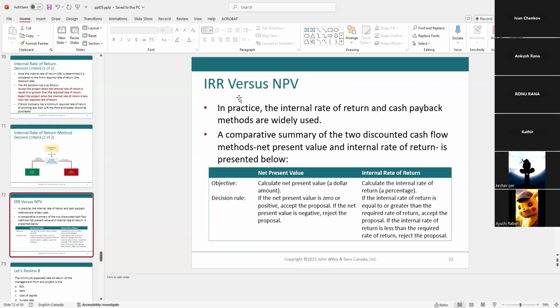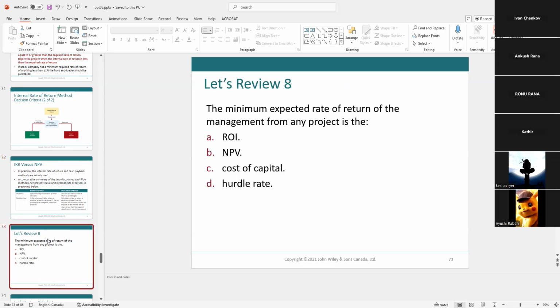What's the internal rate of return versus the net present value? Internal rate of return and the cash payback method are widely used. Why? Because it's a little bit easier to understand and easy to calculate, whereas in the net present value you have a more complex calculation. Let's see this question here.